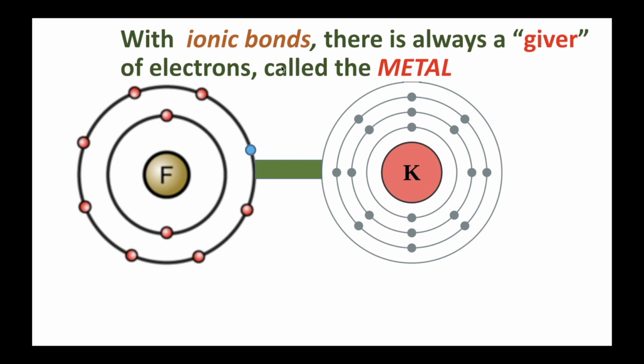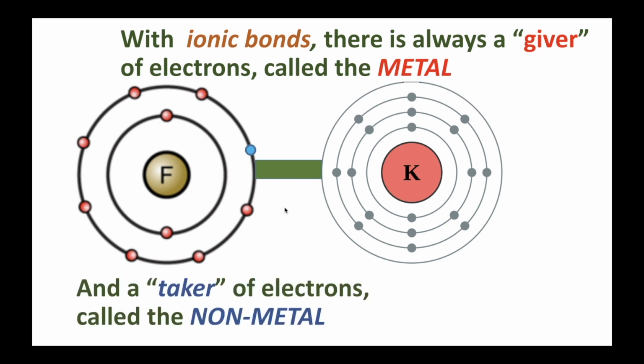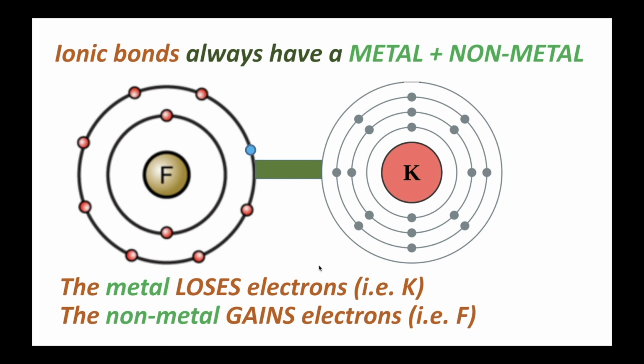When you have an ionic bond, there is always a giver, and that is a metal. So potassium is a metal because it's giving an electron away. And there is always a taker. The atom that takes an electron is a nonmetal. Ionic bonds always have a metal and a nonmetal. And this is the same thing we just saw.